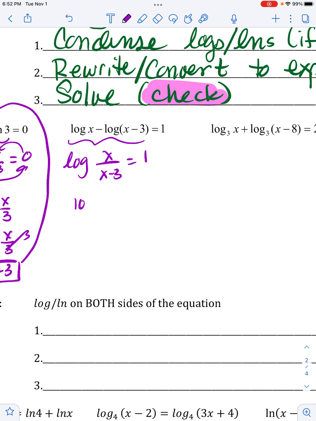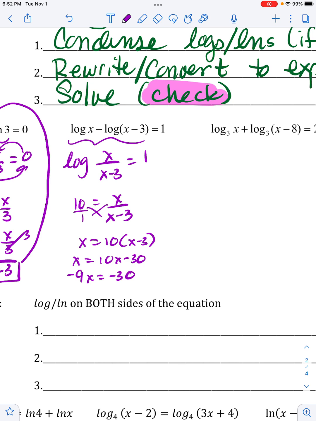I'd have 10 to the first equals x over x minus 3. If that's confusing, just think of it like cross multiplying. So I get x equals 10 times x minus 3. So I'd have x equals 10x minus 30, which would be negative 9x equals negative 30. And so I'd end up with x equals positive 30 over 9, which would reduce to 10 thirds.